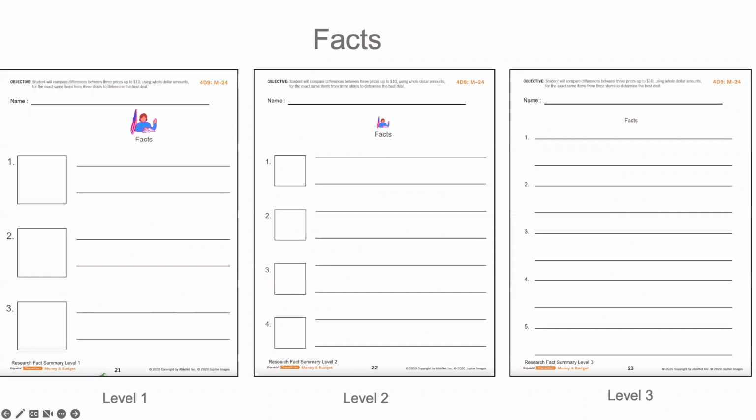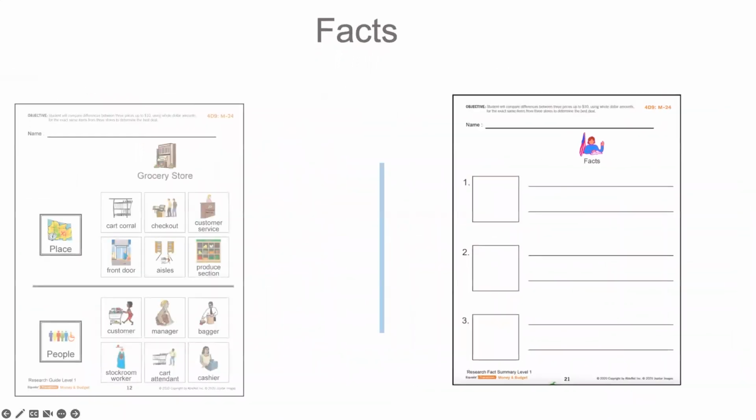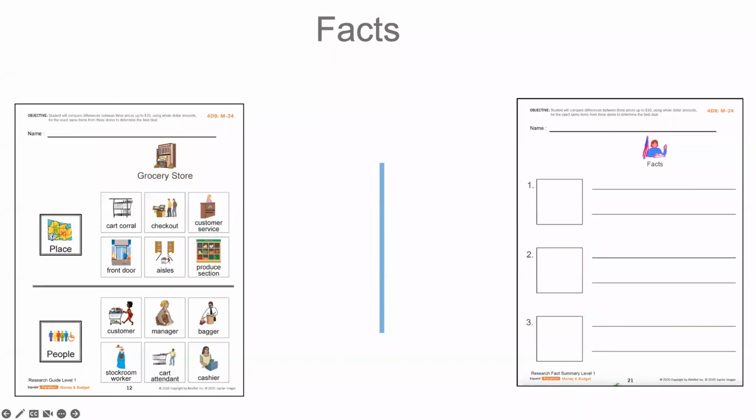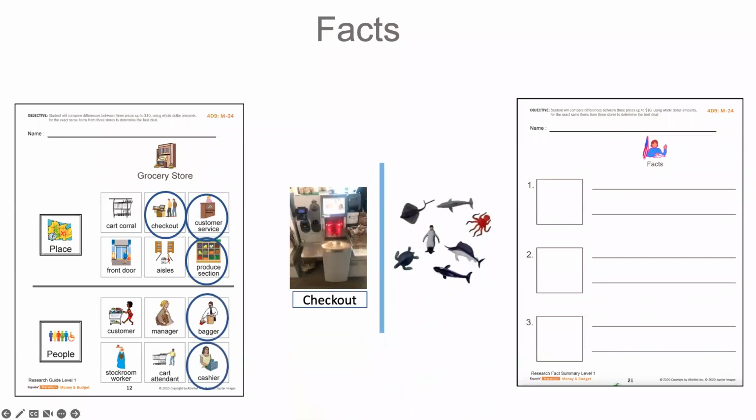In addition to the research guide and interview forms, students are given a leveled fact page to organize the information they have gathered and plan their presentation. So students use the pick symbols or actual pictures to complete the facts pages. The facts they choose are the ones that they will include when presenting their information. When completing the fact summary pages, consider presenting choices to support students. Depending on students' writing, pick symbols or actual pictures can be used to complete the facts pages.